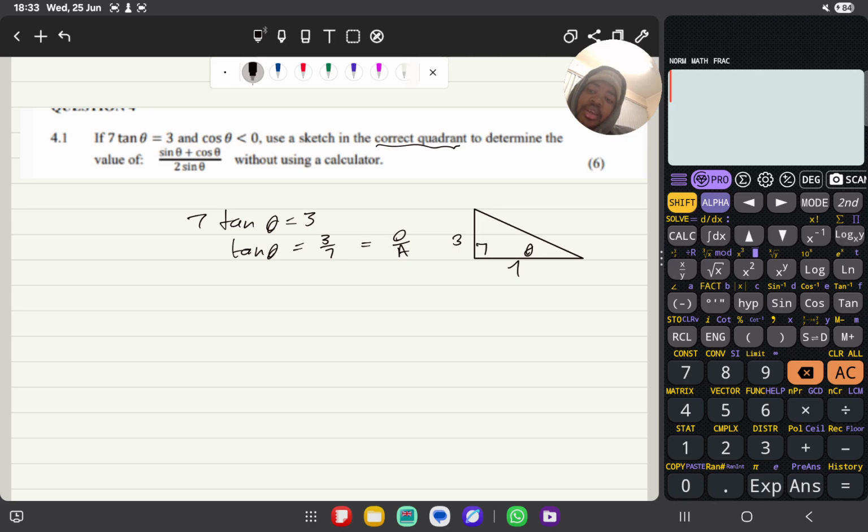And then from here you can just find the longest side, the hypotenuse, which is going to be the square root of 9 plus 49, that is 58. So this is just how I thought: you do this and then substitute. Very easy question, but this is not how we're going to do it, because of this correct quadrant thing. So let's do it the correct way.